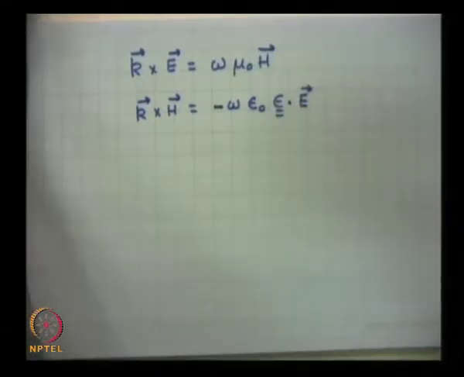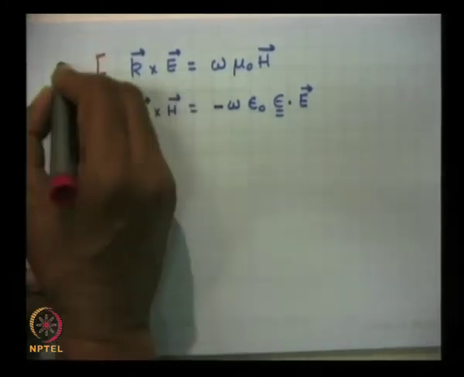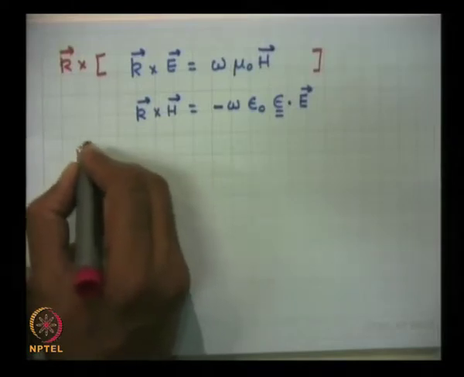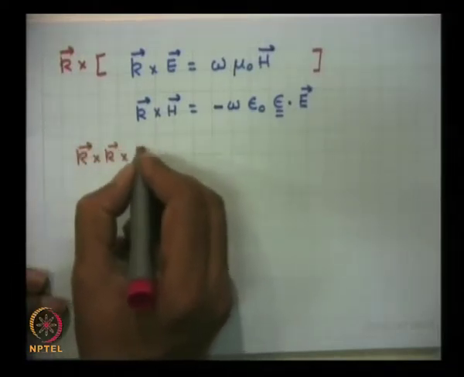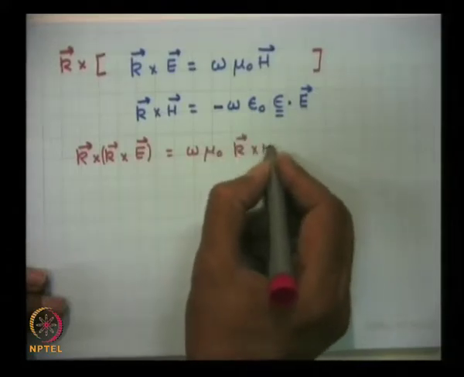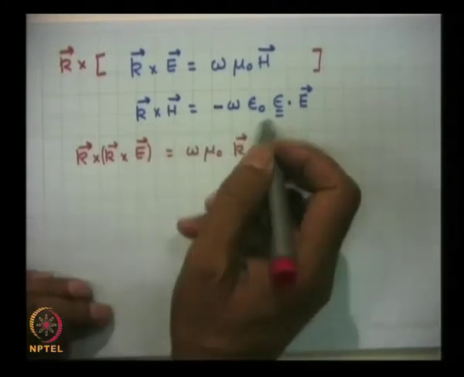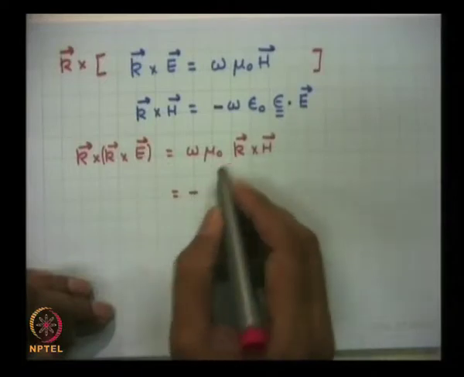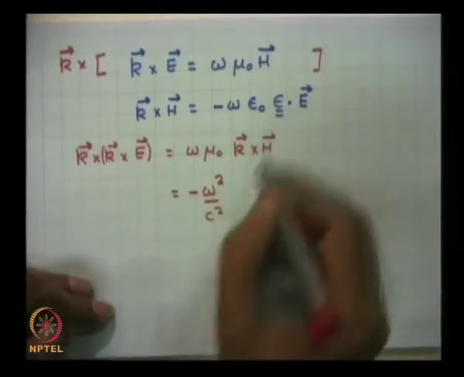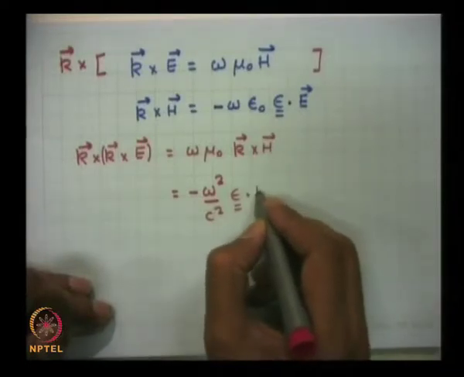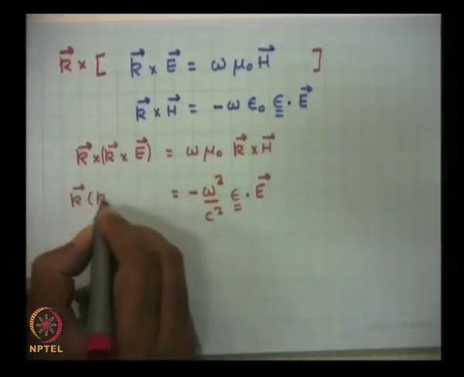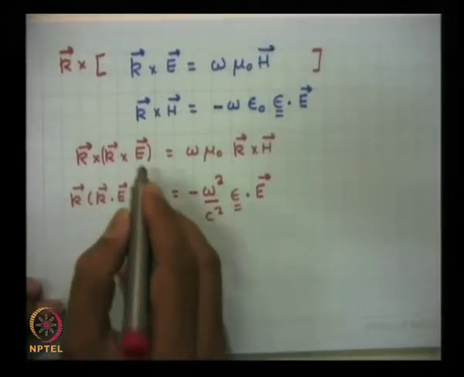Now, you multiply this equation by k cross on both sides, then this equation becomes k cross k cross E is equal to omega mu 0 k cross H. Use the k cross H equation here, and this becomes minus omega square, mu 0 epsilon 0 is 1 upon c square, then relative permittivity tensor dot E, and the left side I can write down as k vector, k dot E, minus E into k square.